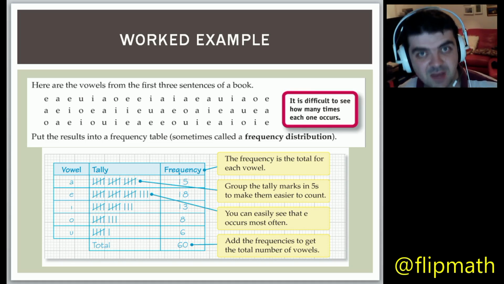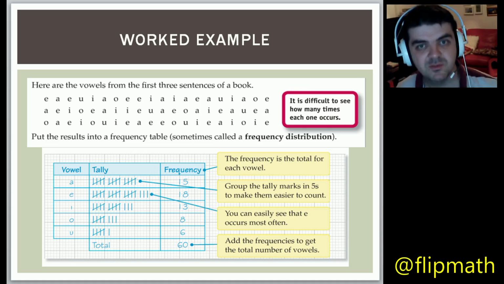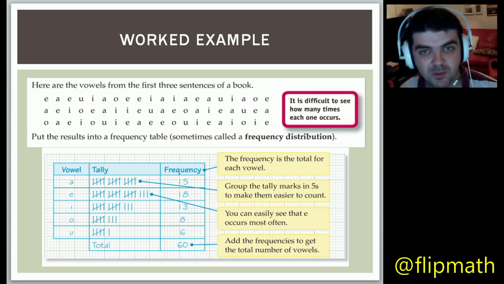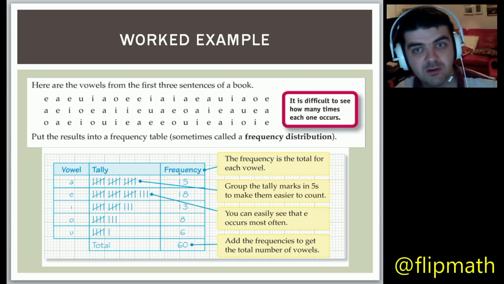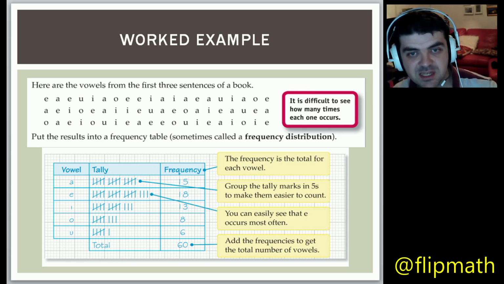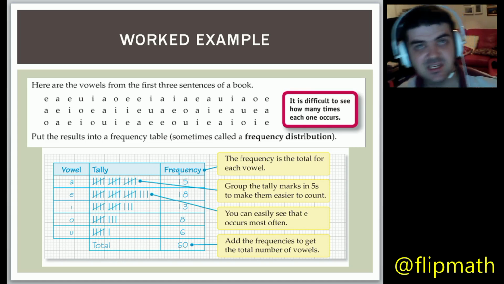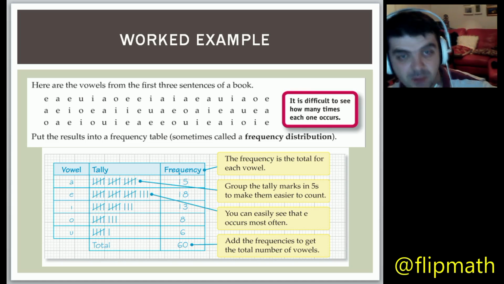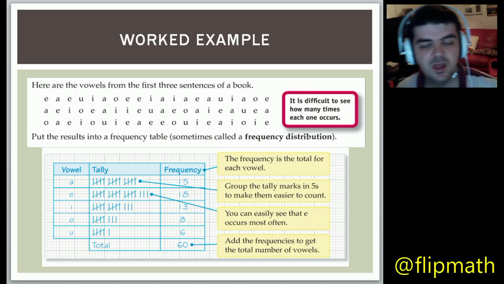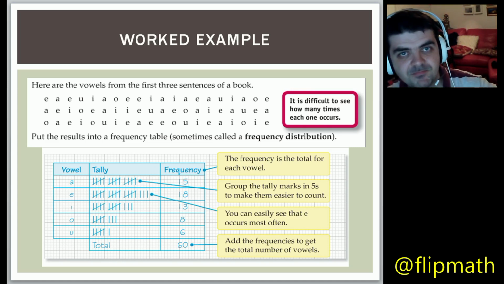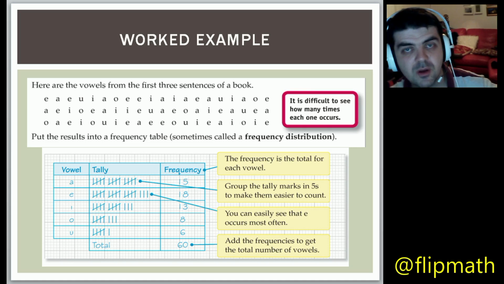Which again, if you haven't got 60, you know you've made a bit of a mistake somewhere. You'll have to go back to the start again. There's kind of no other way around it. If I put it in this kind of table, it's easy to see that E is the most popular vowel. They're followed by A, followed by I, followed by O, followed by U. Dead easy. What type of data is this? It's discrete data because it's counted. We're counting the number of vowels that have appeared.